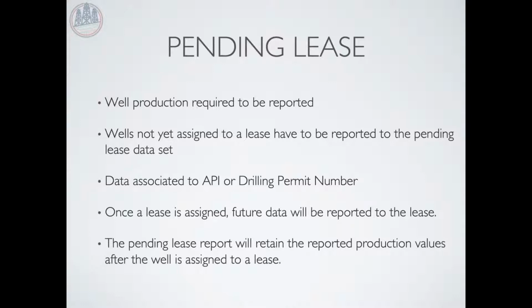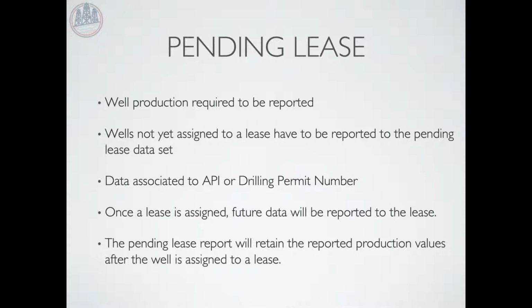Pending lease data is a unique database that the Railroad Commission has, where they require operators to report all the production out of the well. During a period in a new well, if it has not yet been assigned to a lease, they still require the production to be reported, but it goes into a pending lease set. That pending lease set is based off of API numbers or drilling permit numbers, and it's at a well level. So it's a great way to get some hard well information, and one of the few places to get it. But once a lease is assigned, all future data will be reported at the lease level, and it won't be reported to the pending lease anymore.